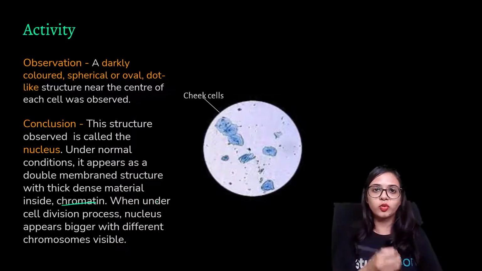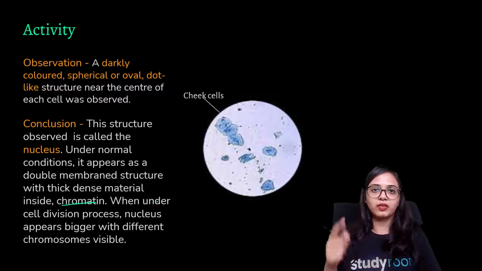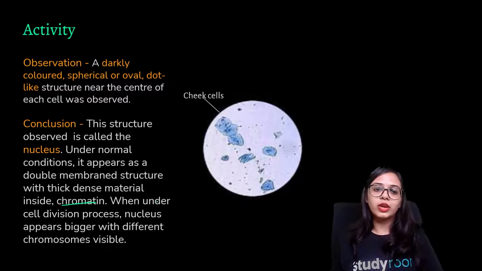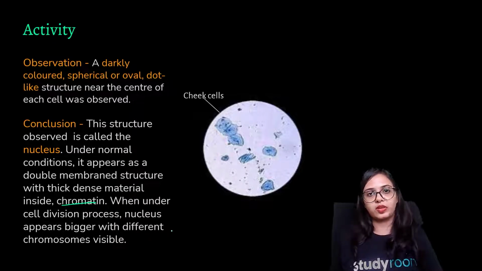Okay, and when cell division, reproduction, growth, etc. is going on, since chromosomes have those genetic codes that divide themselves, that is naturally going to be more prominent. More prominent means more visible. So when cell division is happening, the nucleus appears bigger with different chromosomes visible.